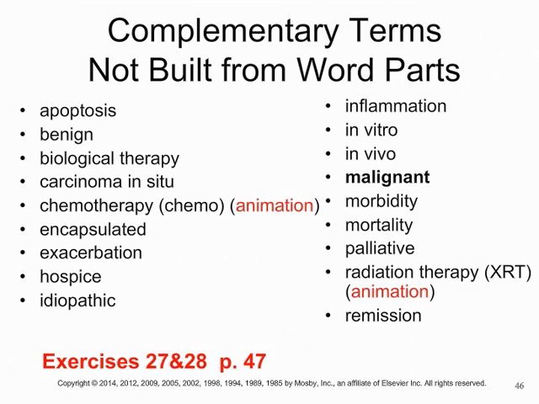The last term on the list is remission, and that is when you have some kind of improvement. Normally this is used for cancer, so if a cancer goes into remission, then that means you no longer have the symptoms of the disease. And that may be permanent or it may be temporary.